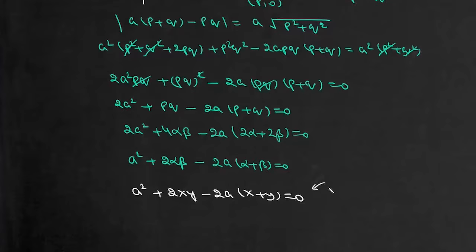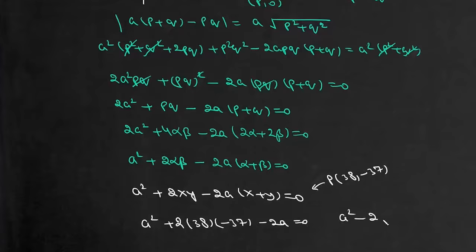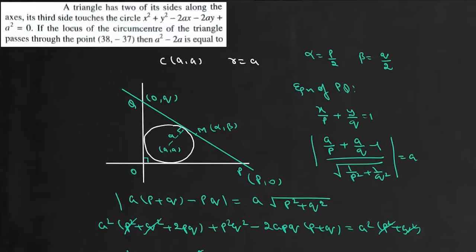Now the locus of the circumcenter passes through this point, which is (38, minus 37). So it will be a square plus 2 into 38 into minus 37 minus 2a equals 0, or a square minus 2a equals 2812. So the answer to this question is 2812.